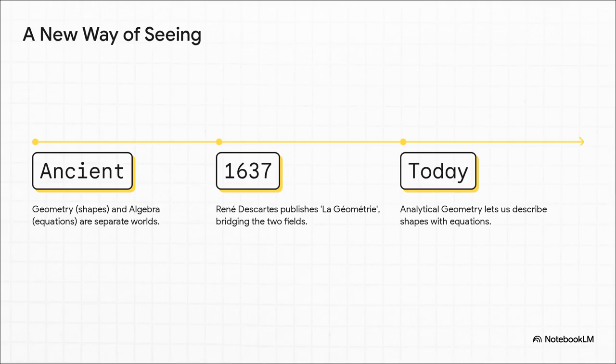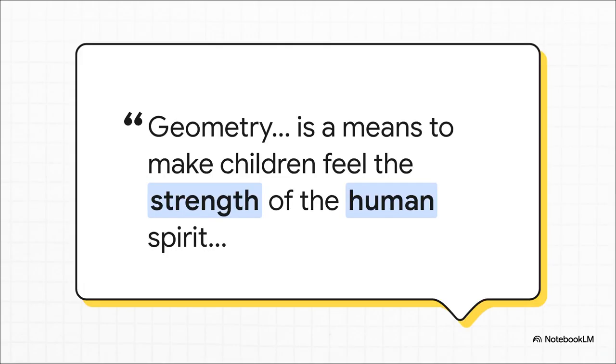They were completely separate. Then, in 1637, this brilliant mathematician, René Descartes, published a book that built a bridge between them. He showed us that we could actually describe shapes using equations. This merger, which we now call analytical geometry, lets us translate the visual into the algebraic, and the other way around. And that brings us to a final, maybe more profound idea.